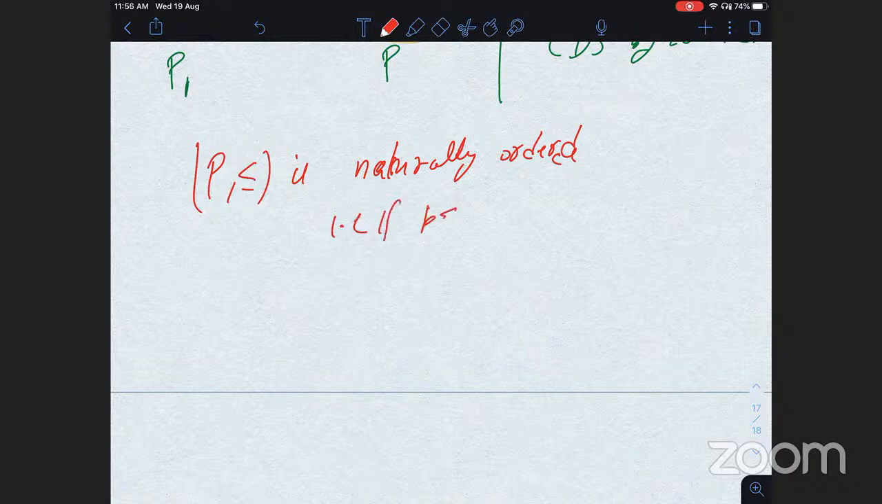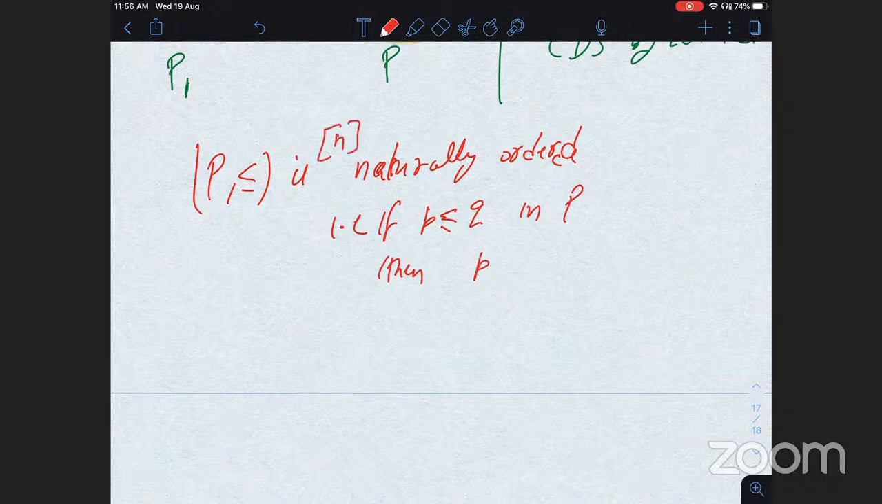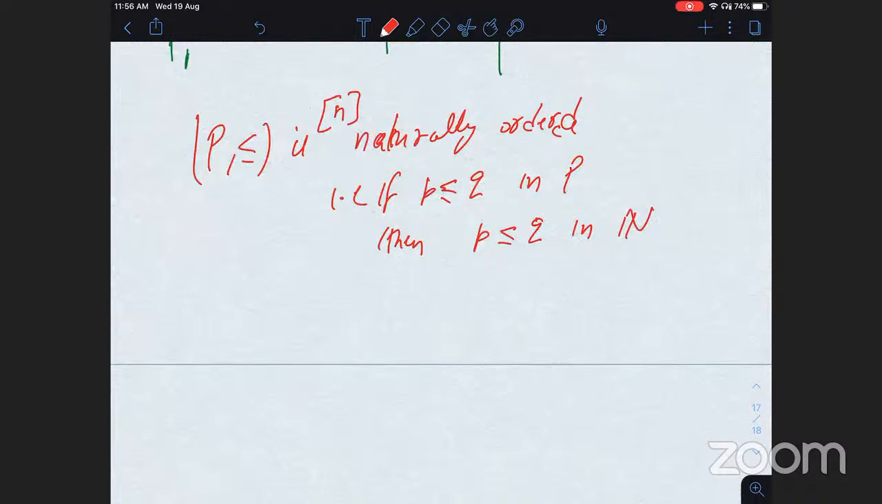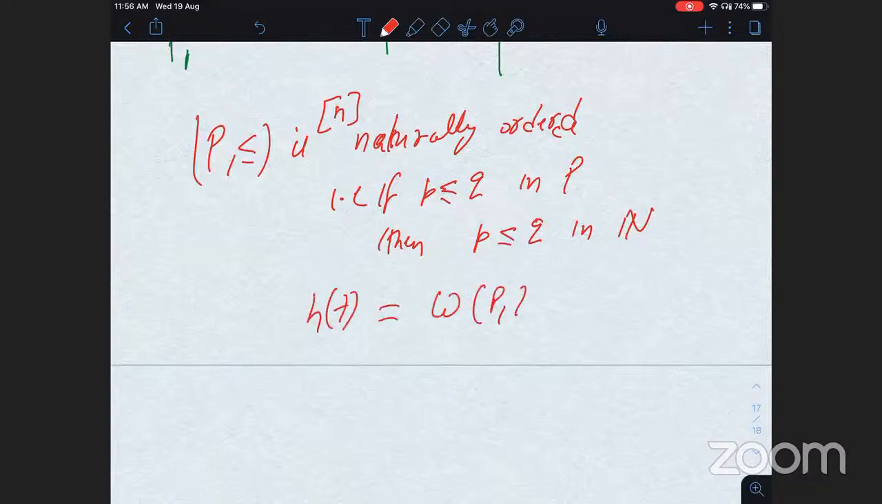P is a poset on the set of n natural numbers, 1 to n, and P is naturally ordered if p less than or equal to q in P implies p less than or equal to q in the natural numbers. So this is a linear extension. The natural order is a linear extension of this poset. Then in that case, h of t will be equal to the linear extension function, W of P of t. This is a theorem due to Hibi.